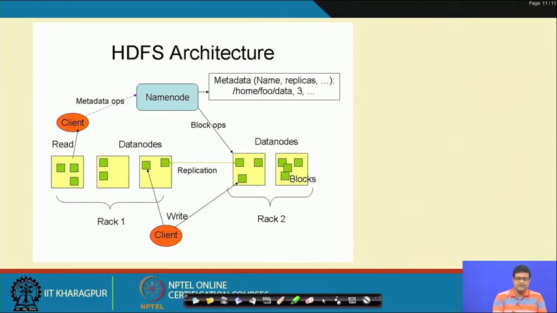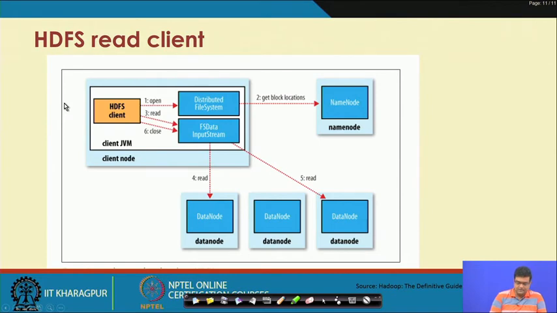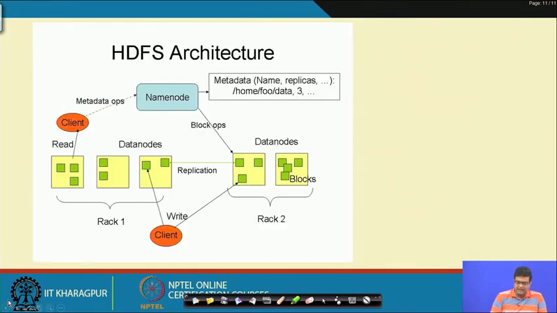So, just to make the point here, whenever the client accesses the name node and gets the metadata for a particular file, like home, foo, data, and then let us say it is there on the third server, then it will access that particular data node directly and get the data.